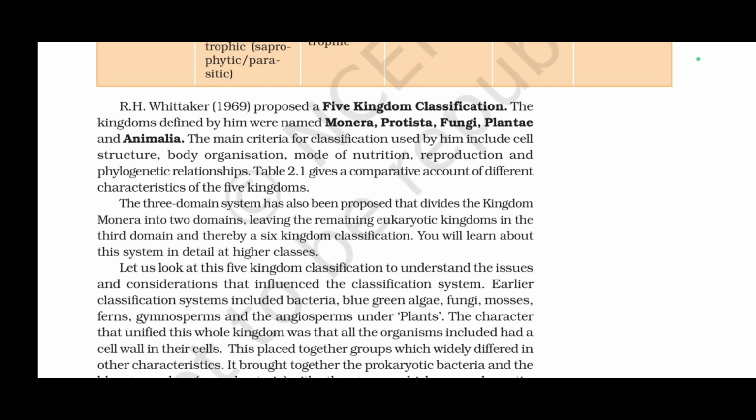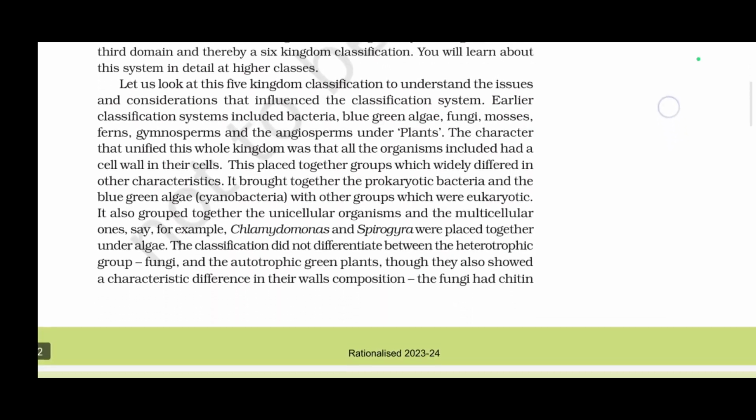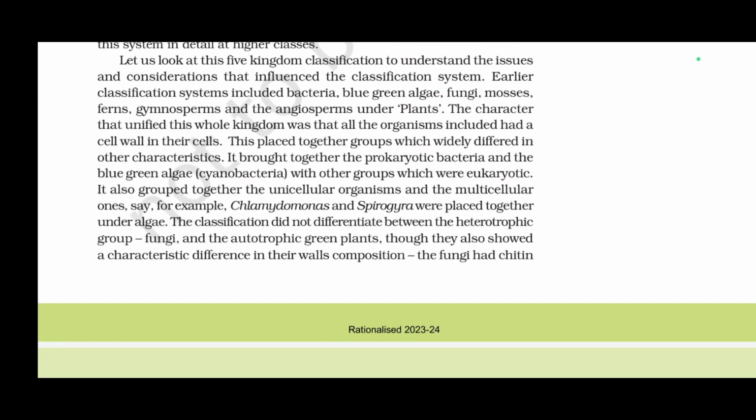The three domain system has also been proposed that divides the kingdom Monera into two domains, leaving the remaining eukaryotic kingdoms in the third domain, and thereby a six kingdom classification, which you will learn about in detail in higher classes. Let us look at this five kingdom classification to understand the issues and considerations that influence the classification system. Earlier classification systems included bacteria, blue-green algae, fungi, mosses, ferns, gymnosperms, and the angiosperms under plants.